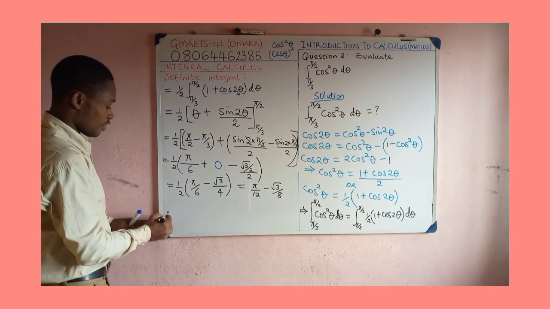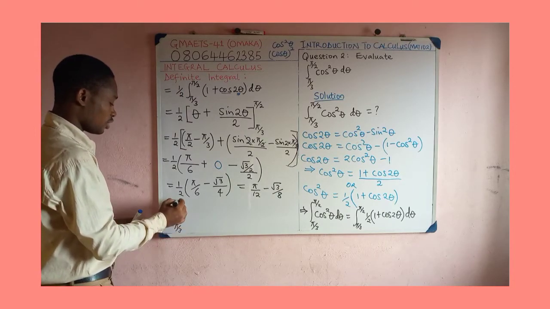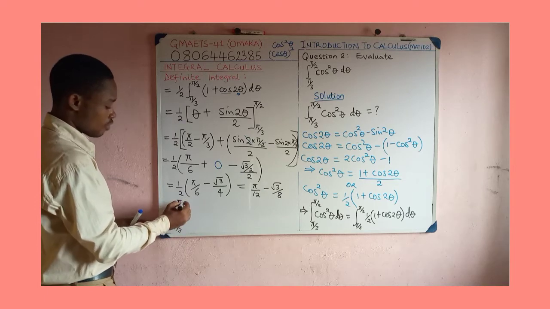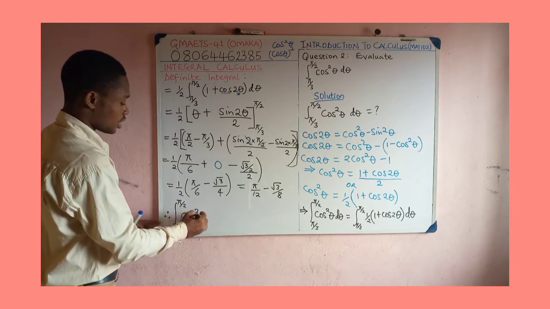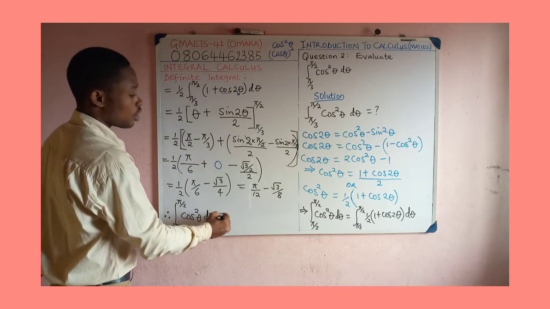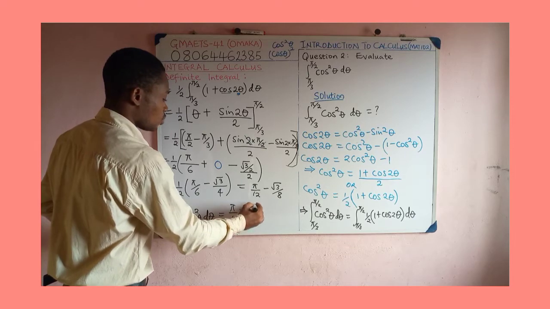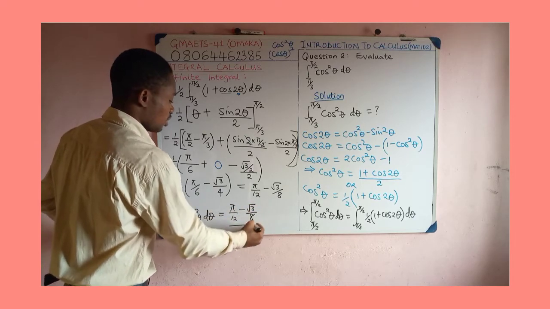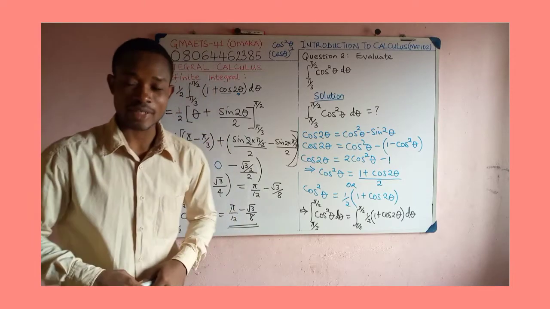In conclusion, therefore, the integral from lower limit pi over 3 to upper limit pi over 2 of the term cos squared theta d theta is equal to, our result, pi over 12 minus root 3 over 8. So this is the result. If you like, you can put square units.